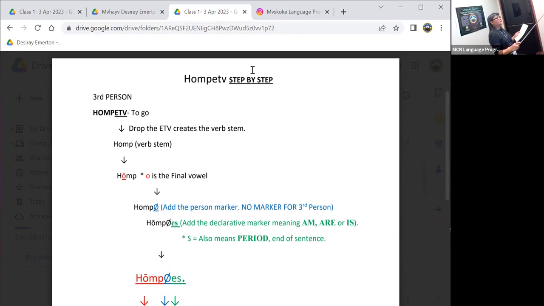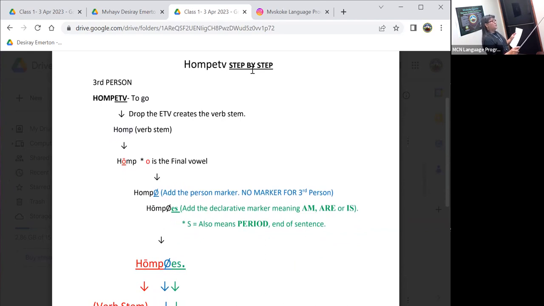Humbada, to eat. Drop the ETB and create the verb stem. So you've got HOMP, the verb stem. The second step is you L-grade the verb stem. You lengthen the final vowel of the verb stem. If the final vowel is a V, change it to an A, unless it's followed by MK, NK, T. If it is, leave it a V. The rest of the final vowels get a long mark over it. That's where you get the long mark over the O.